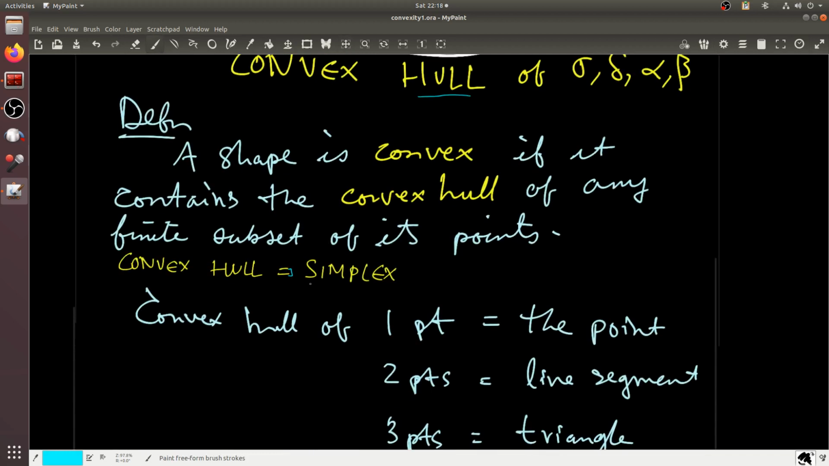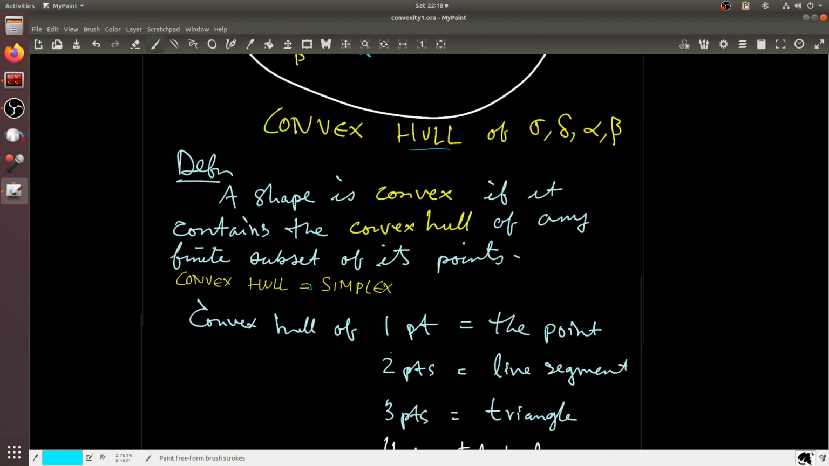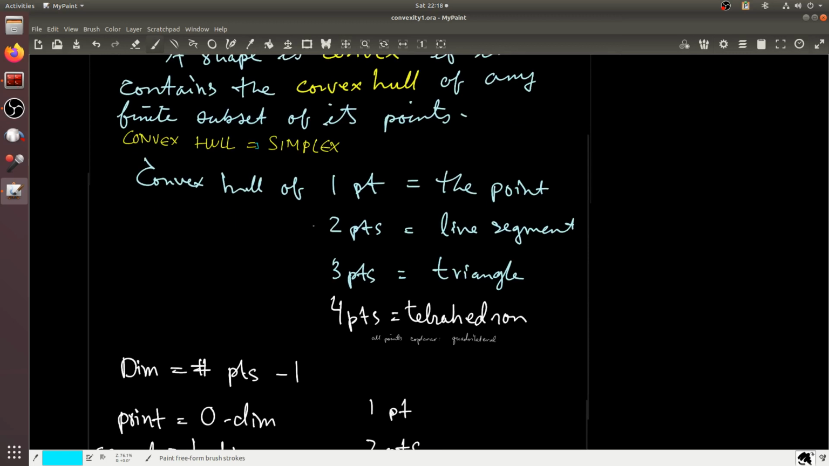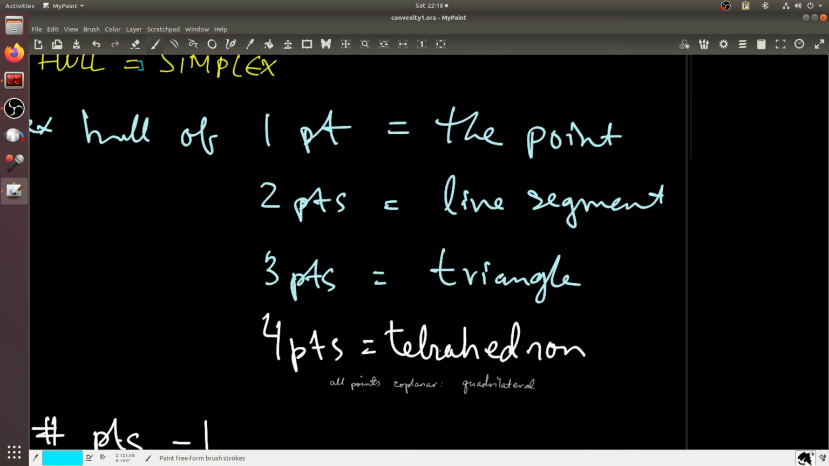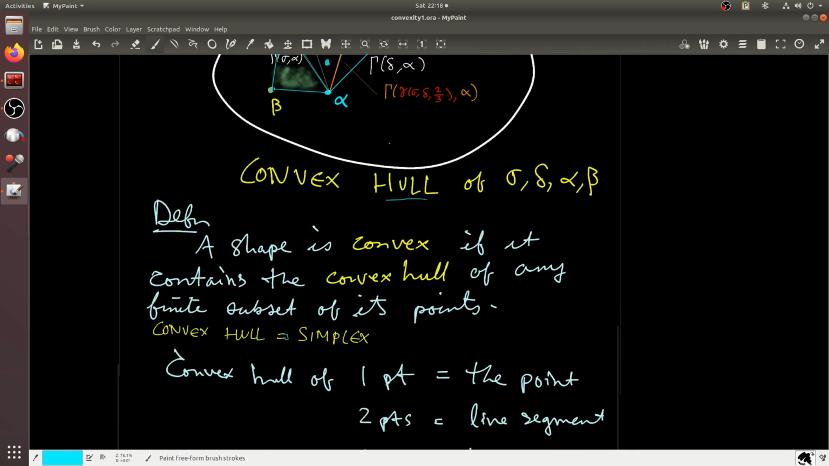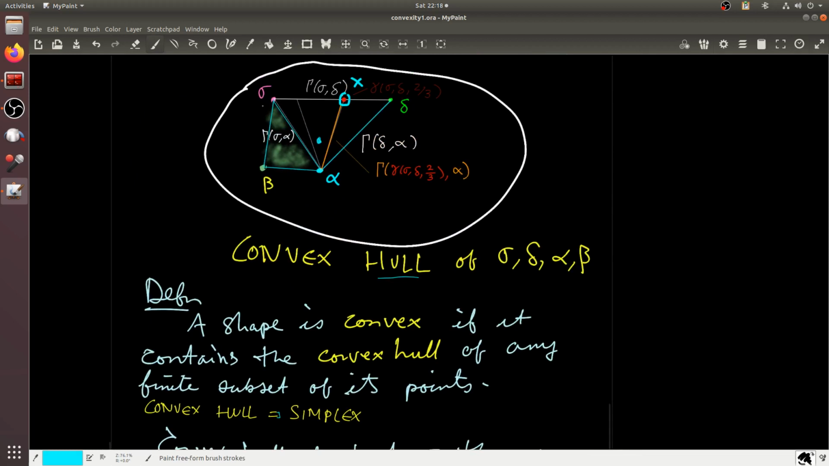And then sometimes you hear the word simplex. This is important, and they're not quite the same thing, but every simplex is the convex hull of something, but sometimes convex hulls aren't simplices. So convex hull of 1 point, that's the point. 2 points, that gives you a line segment. 3 points, that gives you a triangle. 4 points, that's a tetrahedron. If all points are coplanar, that's a quadrilateral, so that's what we have up here. So 4 coplanar points, you take the convex hull, and that's a quadrilateral. If B was out of the page, then this would be a tetrahedron.